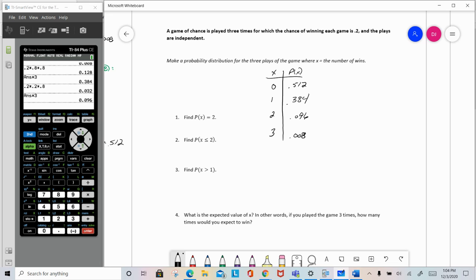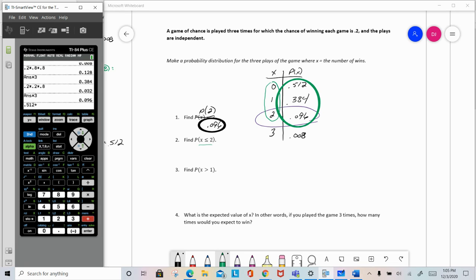But a little typo here first. This should say, what's the probability of x when x equals 2? So find the probability of winning the game twice. The probability of winning the game twice is simply going to be 0.096. Here's my probability of winning the game twice. Find the probability that x is less than or equal to 2. Well, that would be I win 0 times, 1 time, or 2 times. The probability that x is less than or equal to 2 is the sum of all of those.